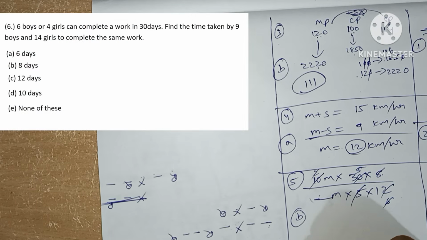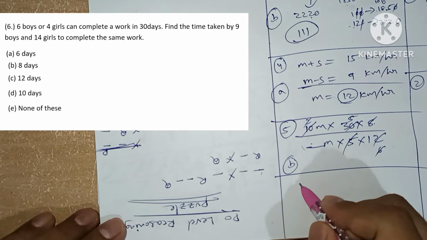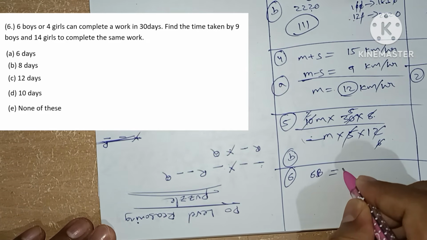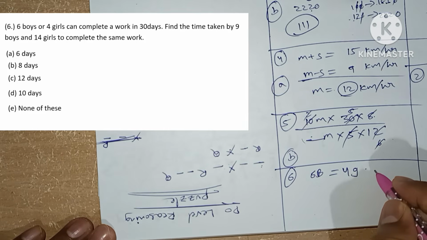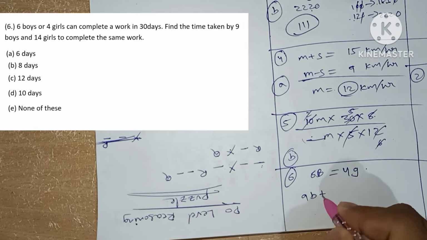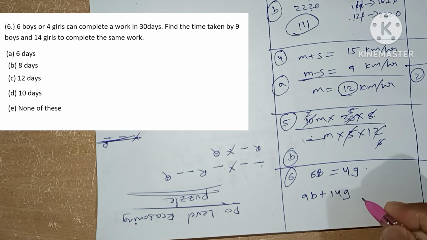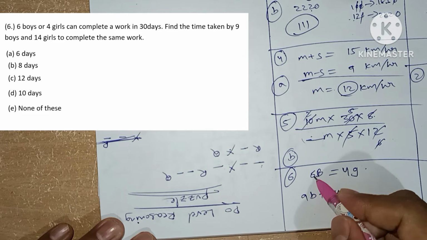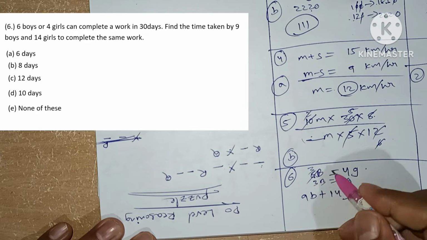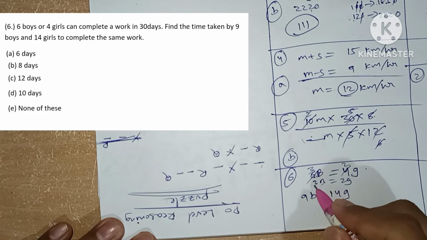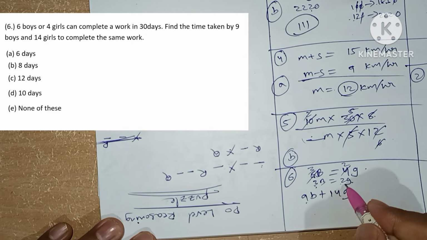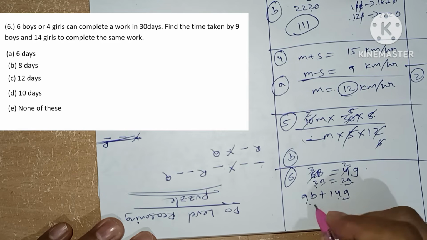Next question, sixth one. 6 boys or 4 girls can complete a work in 30 days. Find the time taken by 9 boys plus 14 girls to complete the same work. Here let's take this as 3b equals 2g, 3 times to 2 times. So 3b equals 2g. So instead of 9b we can write 6g. 6 plus 14, which will be 20g.